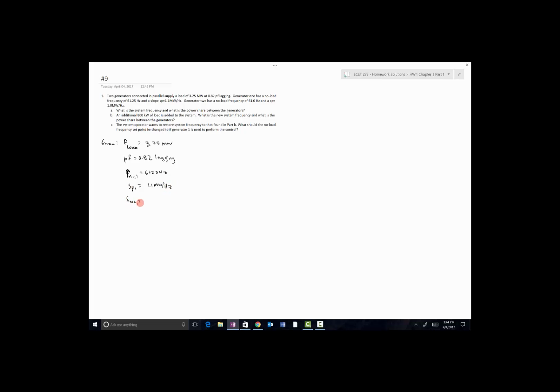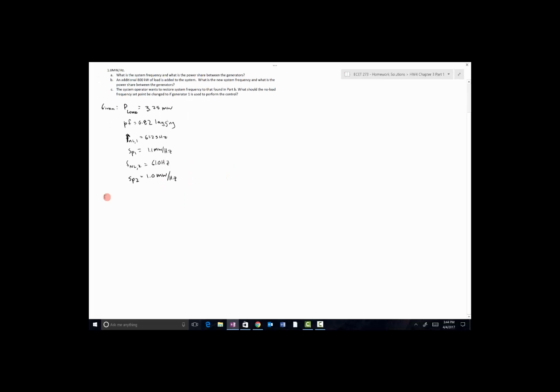The no load or the generator set point of unit 2 is equal to 61.0 Hertz, and the frequency droop characteristic of unit 2 is 1.0 megawatt per Hertz. Find in part A what is the system frequency, what is P1 and what is P2, right? Part B is the new system frequency, the new P1, and the new P2 for P load plus 800 kilowatts. And then in part C, we're asked to adjust generator 1, so we want to know what is the new no load set point to get the system frequency restored.